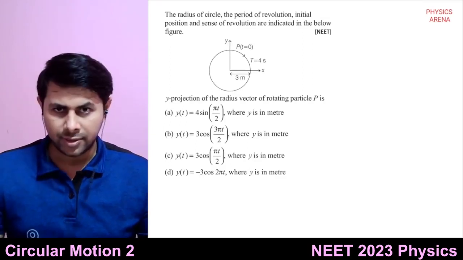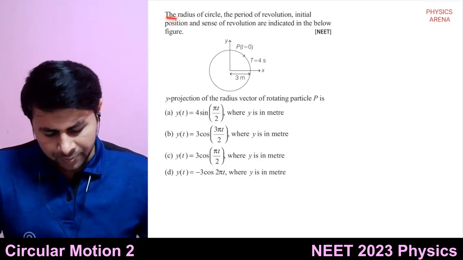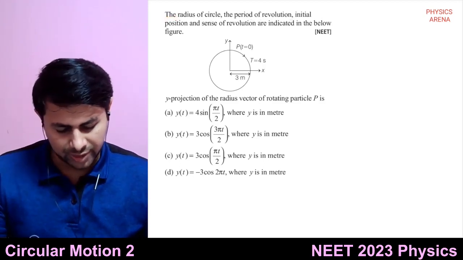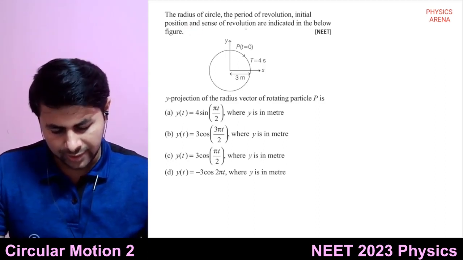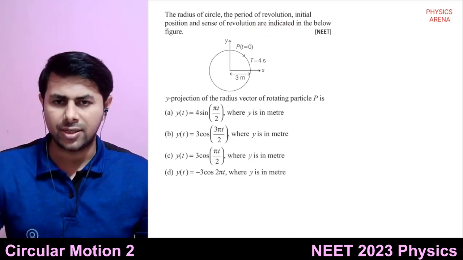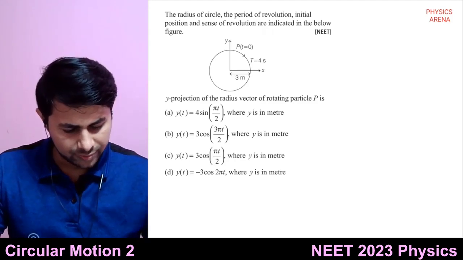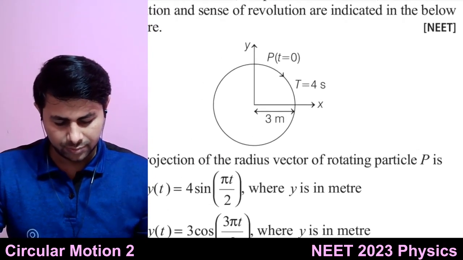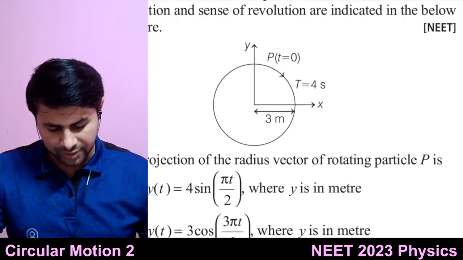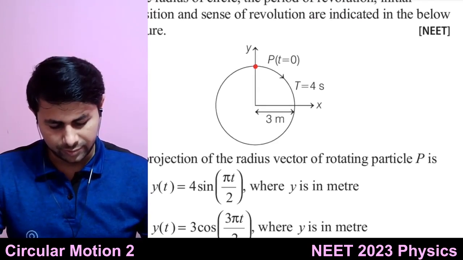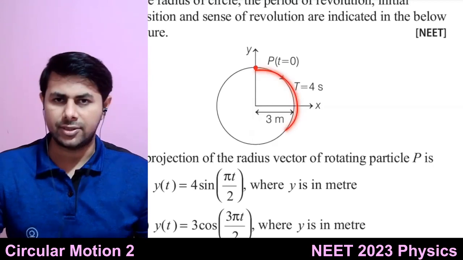Next question. Again, the radius of circle, the period of revolution and initial position and sense of revolution are indicated in the below figure. Okay, so can you see this figure clearly? Shall I zoom it? Now can you see? Yes, sir. Okay, so particle starts from here, right? Okay, and it's moving in clockwise sense, not in anti-clockwise sense.